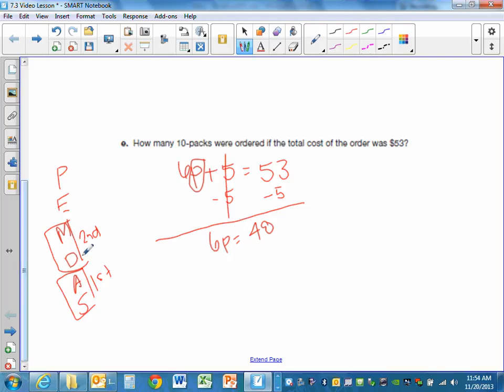Next, I need to do my second step, which is any multiplication or division. I need to divide both sides by 6 because I'm trying to get everything away from p. Anything divided by itself is just 1, so I have p left on my left. And then 48 divided by 6 gives me 8. So this tells us that she bought 8 10-packs.